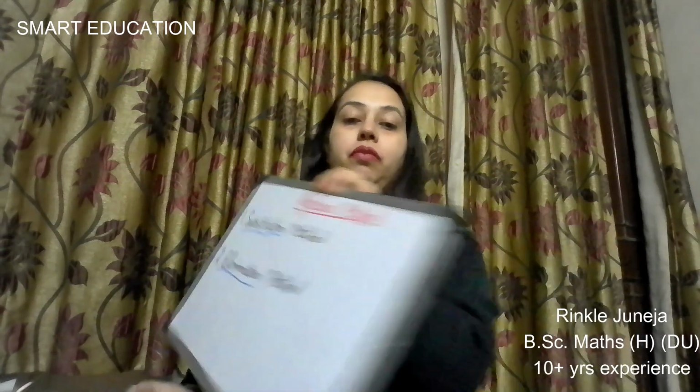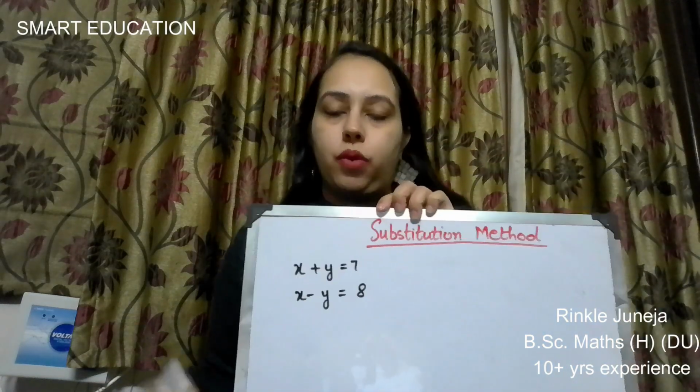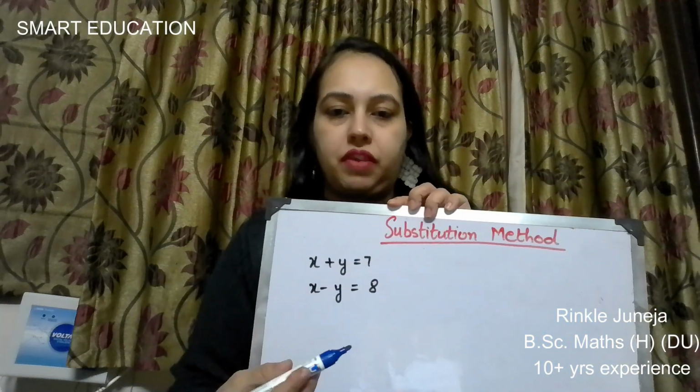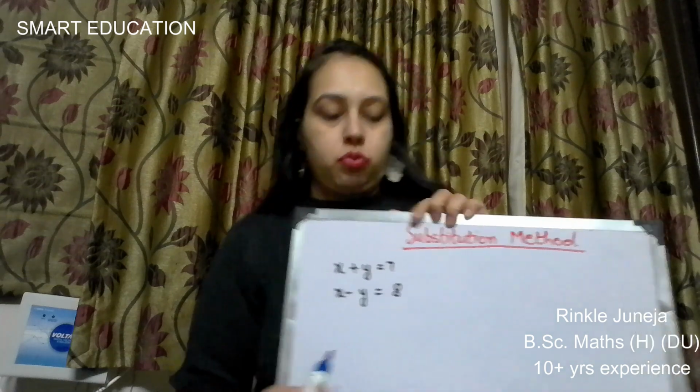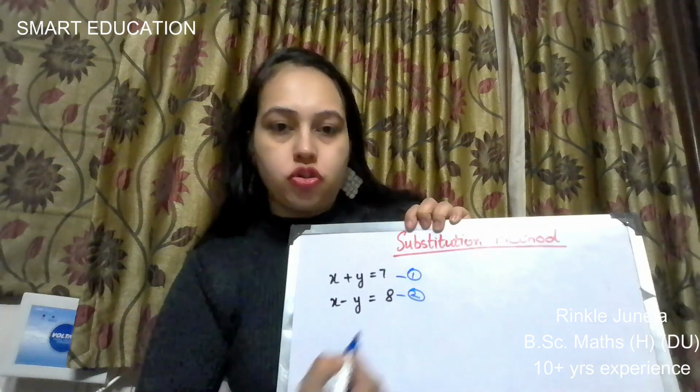Confused? No problem. We'll understand it using an example. So let's start with the substitution method first. For example, we have the equations x plus y equals 7 and x minus y equals 8. So this is equation 1 and this is equation 2.